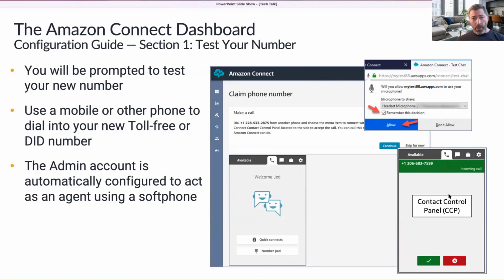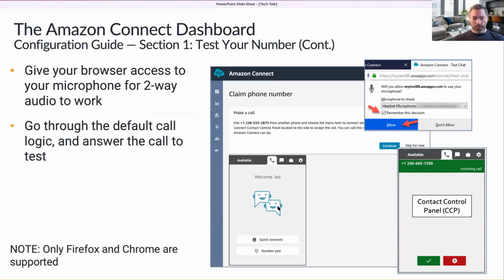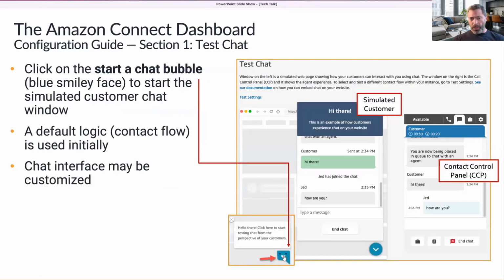If I were able to call in on my phone right now, which I can't, I could actually make a phone call and answer it as the admin that we just created. The admin account is automatically configured to act as an agent using a soft phone, and we could then also do chat as well, okay, with the person.